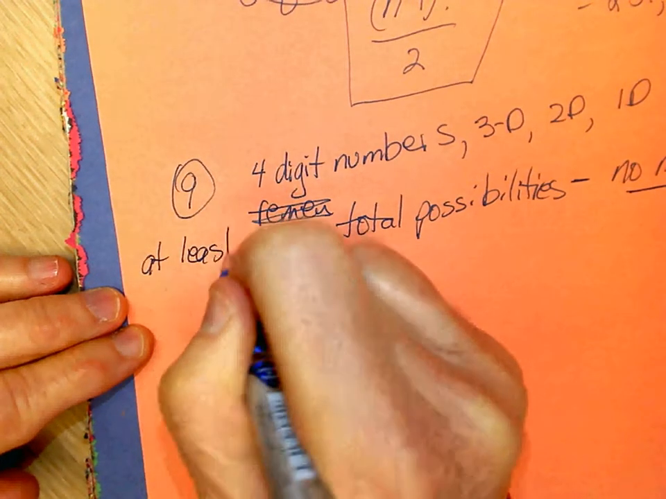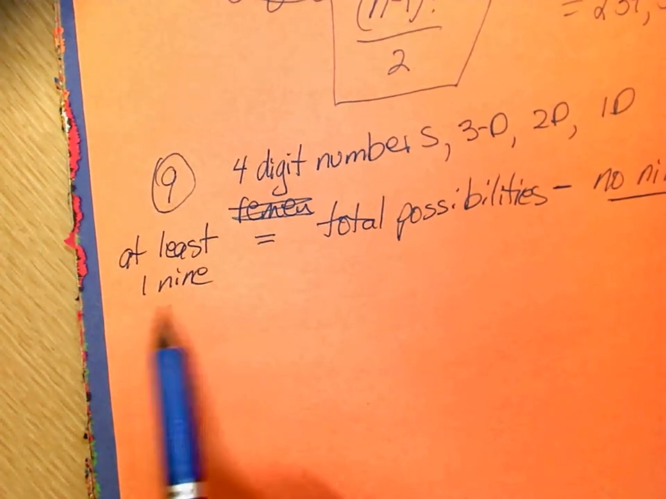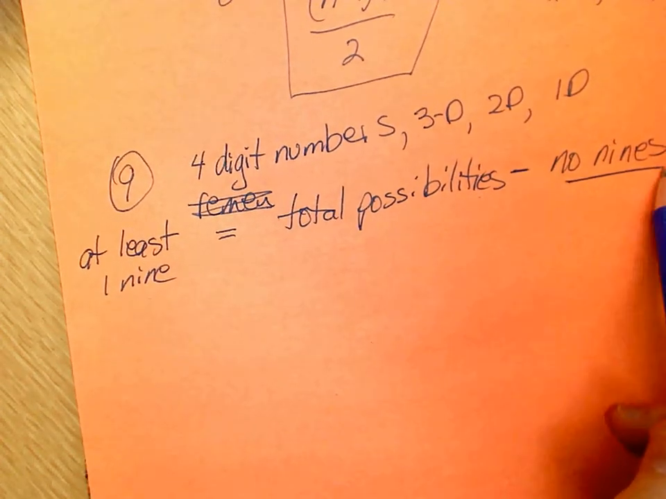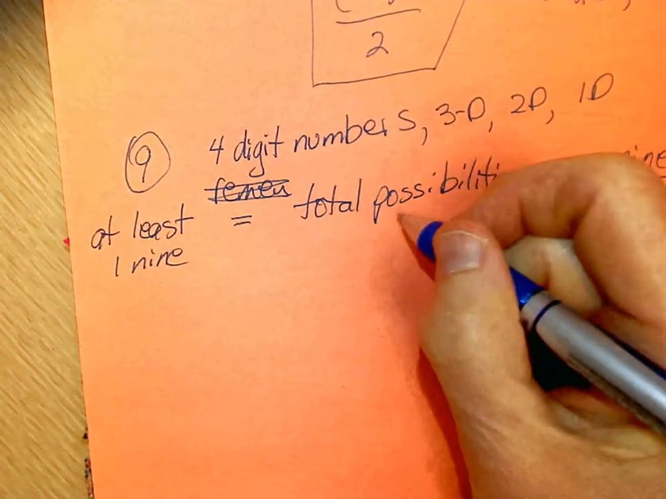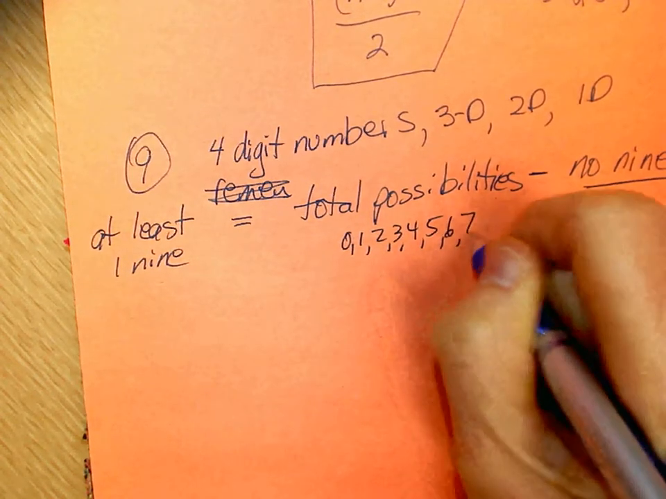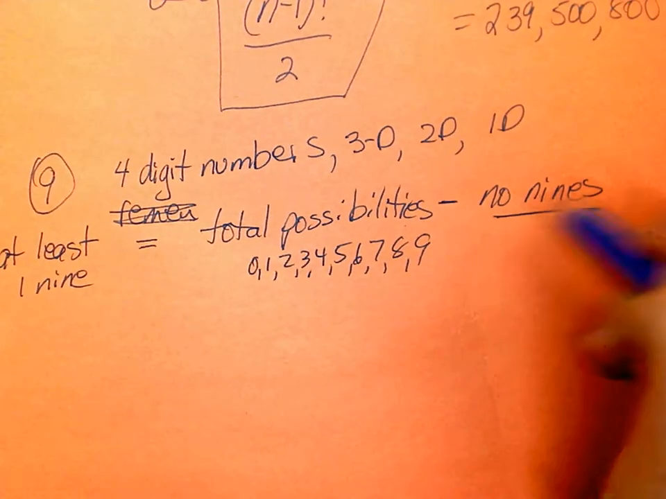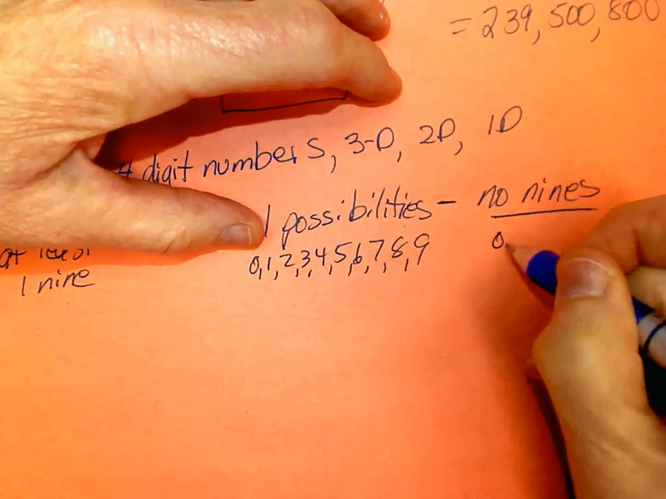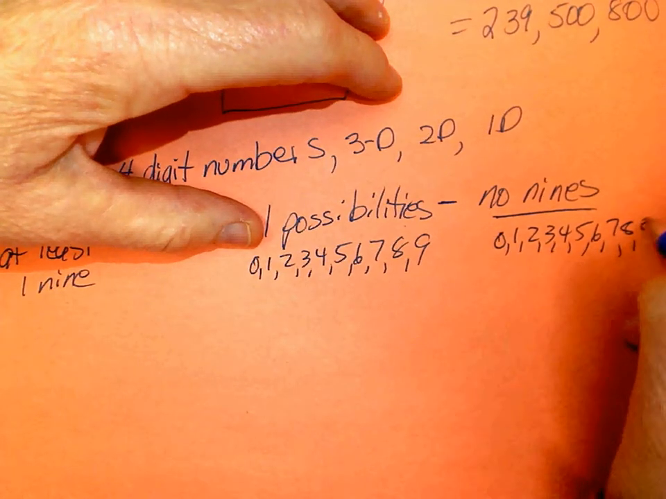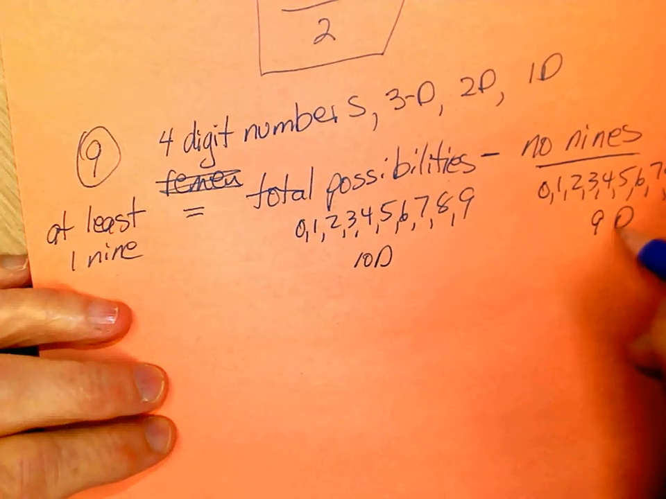Okay? So if we want all the possibilities with at least one 9, we're just going to go total possibilities minus 0 9s. So total possibilities, we're working with 0, 1, 2, 3, 4, 5, 6, 7, 8, 9. We're working with 10 digits. But if we're subtracting when there's no 9s, then we're just working with 0, 1, 2, 3, 4, 5, 6, 7, 8. Oh, no 9, right? So here we're working with 10 digits. Here we're working with 9 digits. We have 10 digits to play with. Here we only have 9 digits to play with.